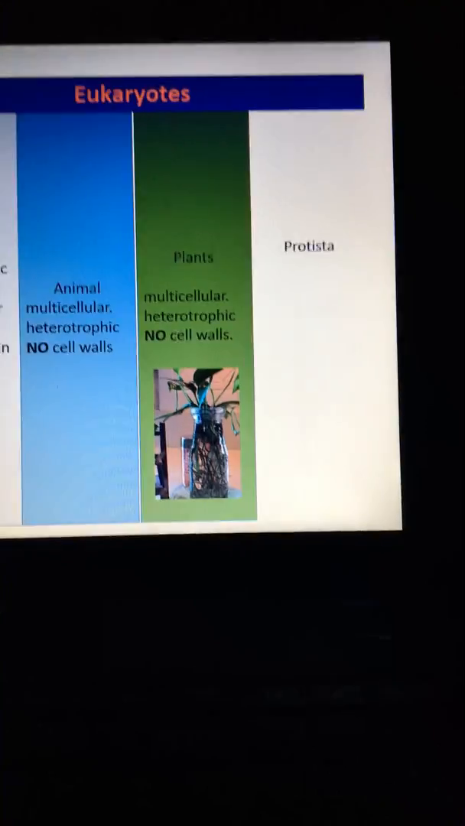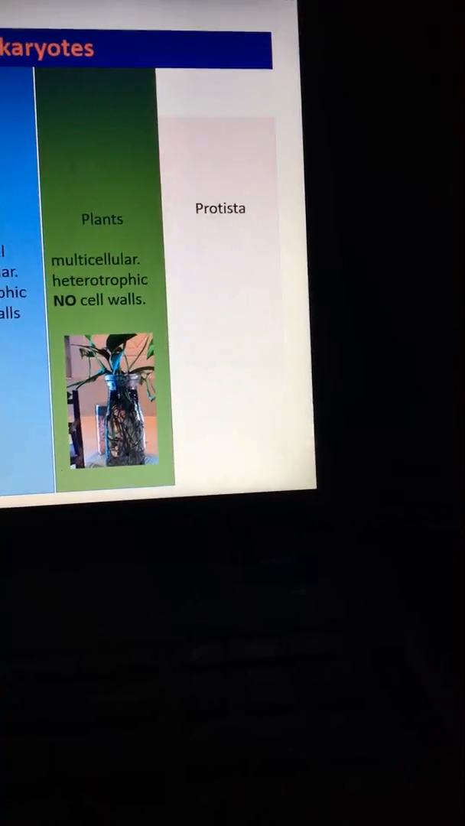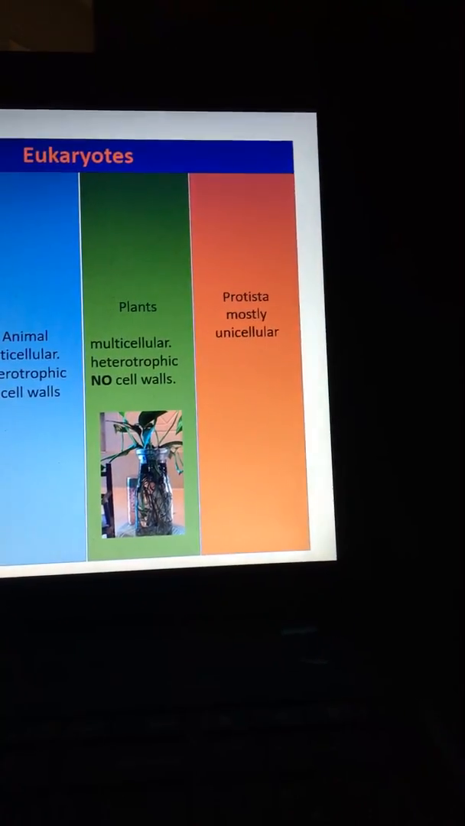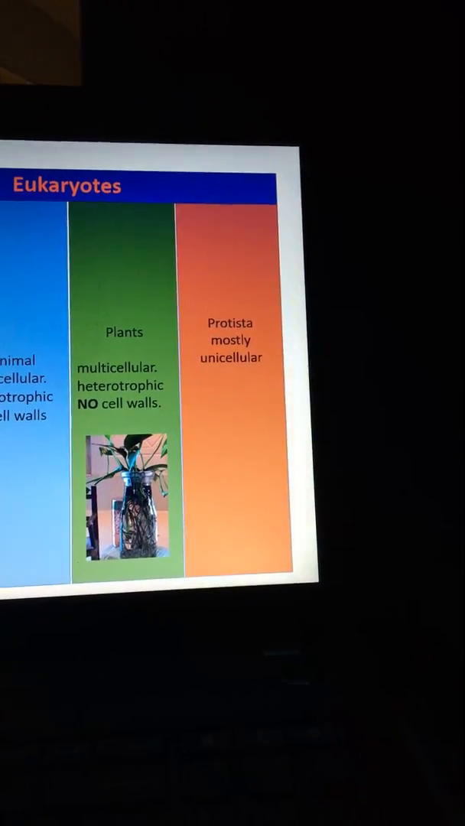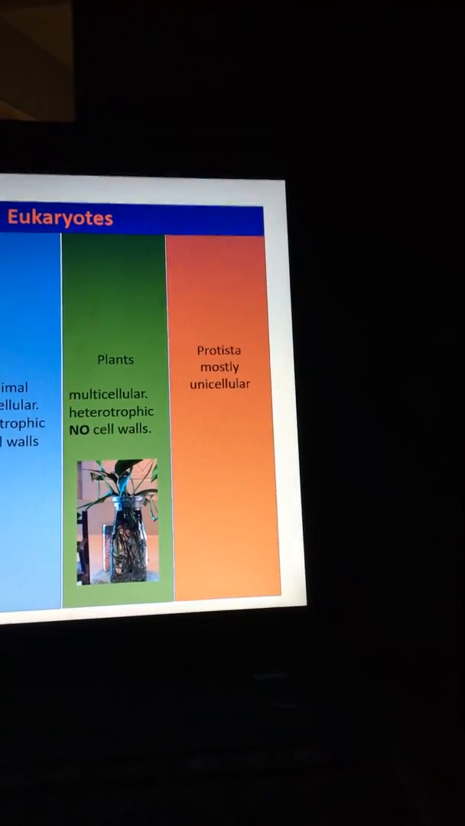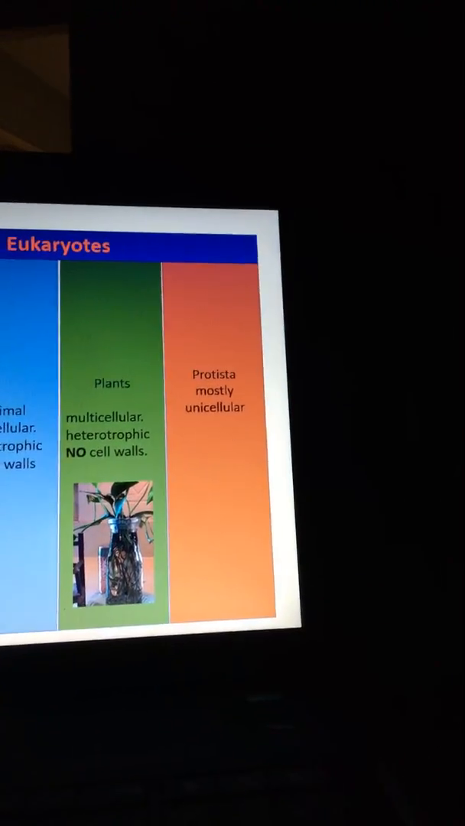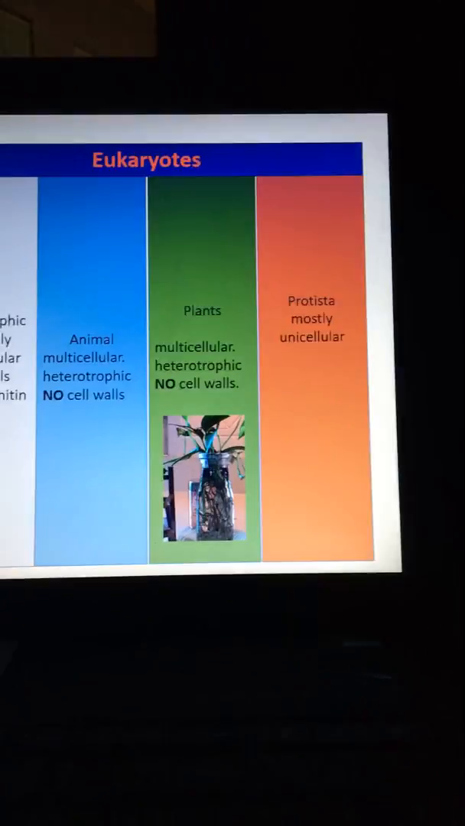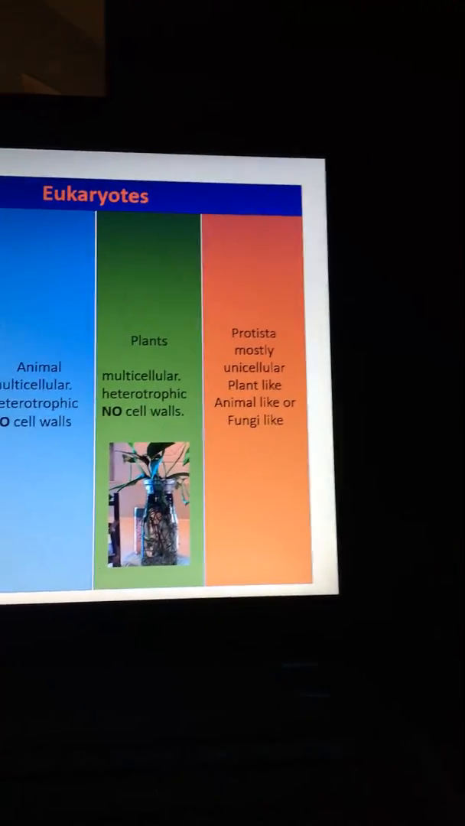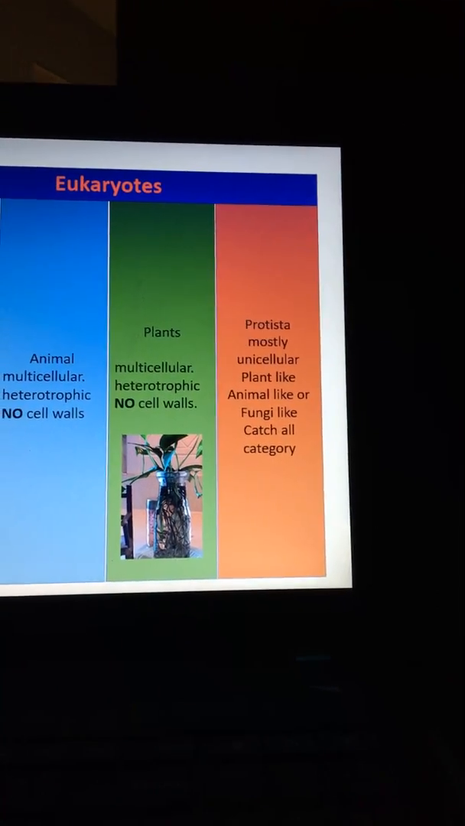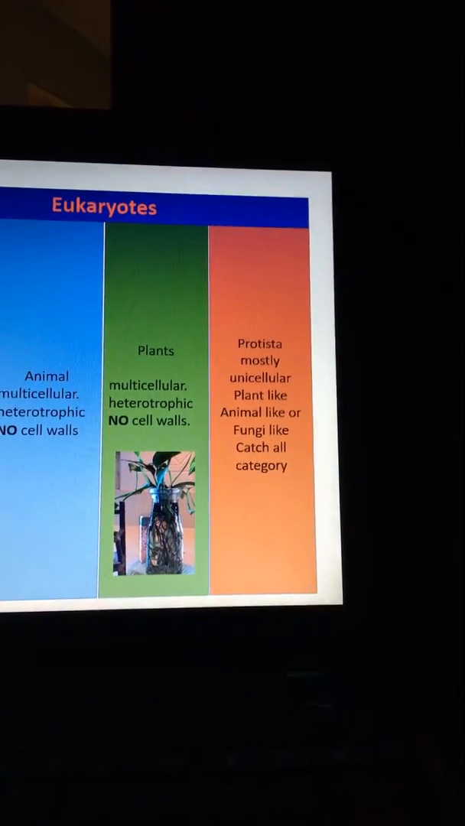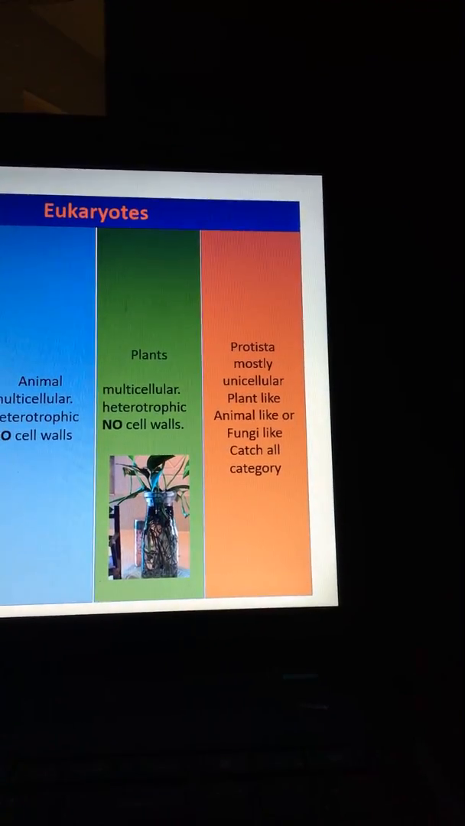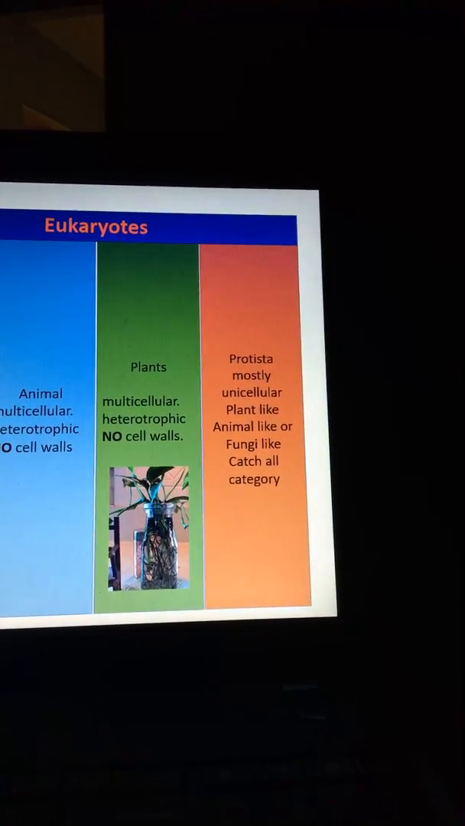And the last category is Protista. Now, Protista is mostly unicellular, like 99.9% unicellular, although organisms in Protista can live together in colonies, and algae. Kelp is a really good example of that. So they live together in big colonies. And so Protista is what we call a catch-all category. The organisms in Protista may not actually be that closely related to one another.